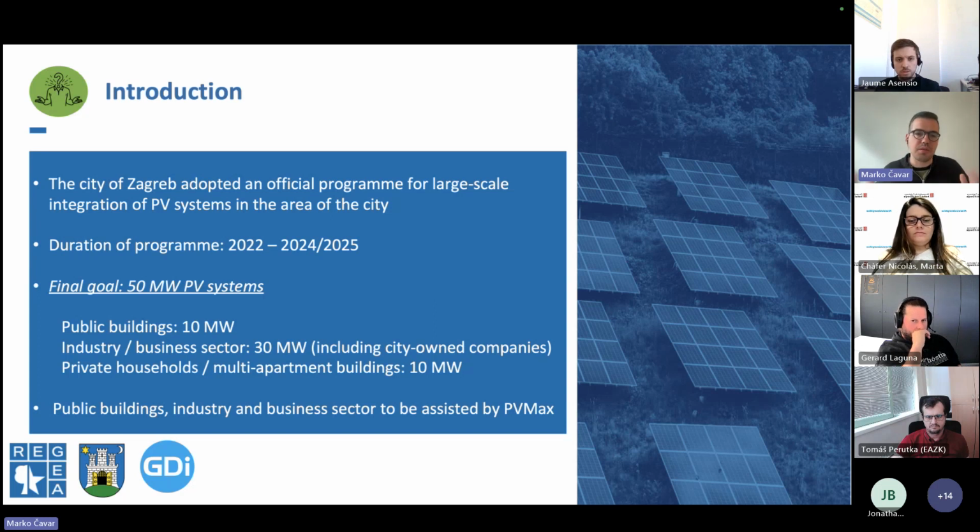So we are all talking about systems on the roof. The division between the different categories is that public buildings will have 10 megawatts, the industry and business sector 30 megawatts, including city-owned companies, and then private households and multi-apartment buildings 10 megawatts. Public buildings, industry and business sector are assisted by our project PV Max. Basically, through the European Investment Bank project and the ELENA program, we are giving them free of charge assistance in technical, financial and legal aspects, but I will not go too much into that.